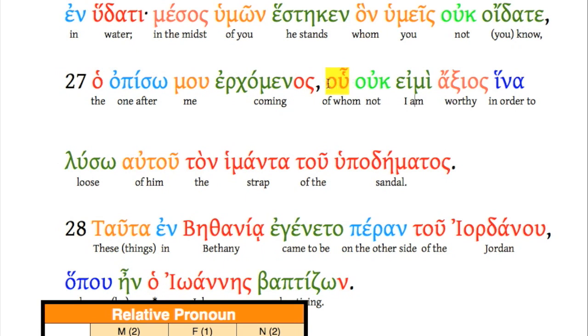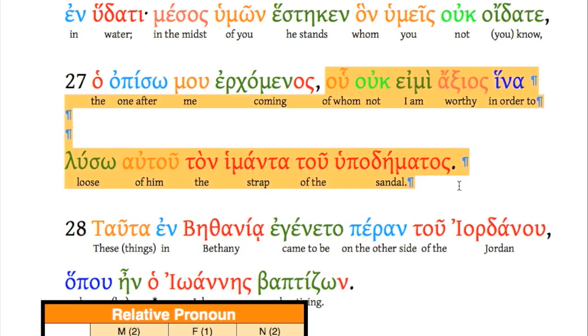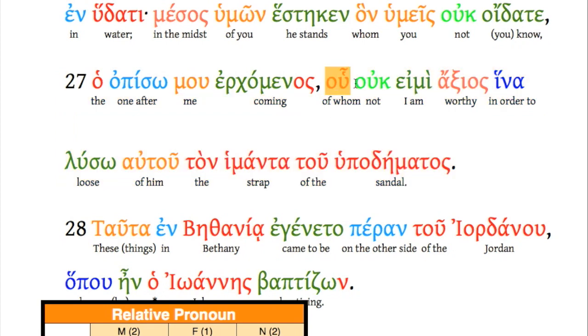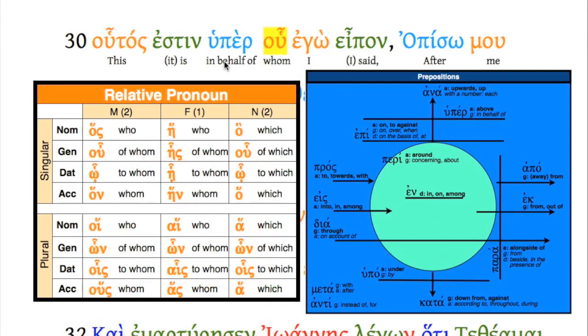But notice that this relative pronoun turns the rest of the verse into a relative clause, modifying the one coming after. Well, tell me about this one coming after. Well, of him I'm not worthy to unloose his sandals. But this "who" here turns this whole idea, the whole rest of the verse, into a modifier of the one coming after.